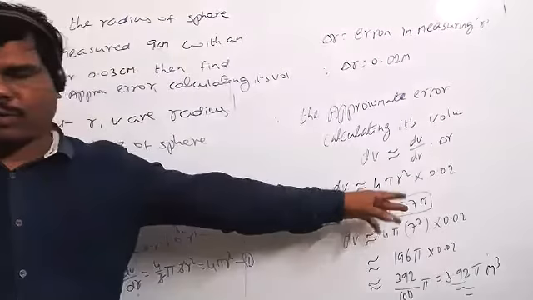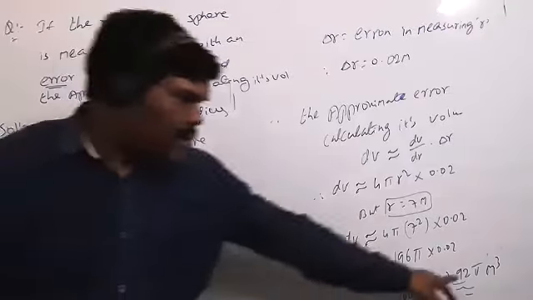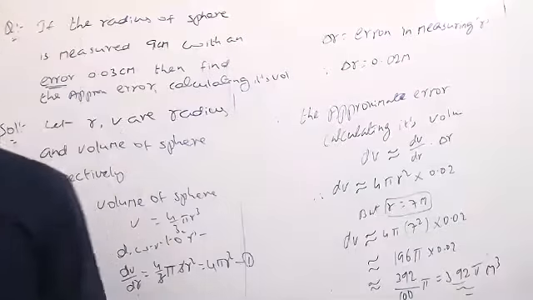But radius equals 9 centimeters. Previously we took 7 meters, now we'll take 9 centimeters. So the rest of the procedure will be the same, but at last you will get centimeter cube. It's not meter cube, it's centimeter cube.